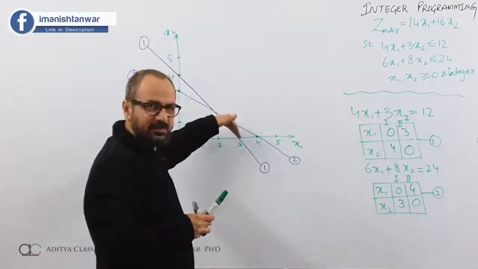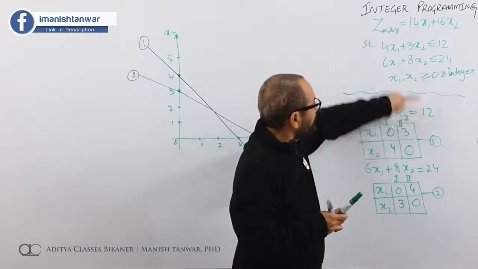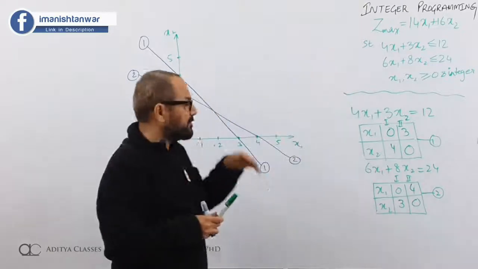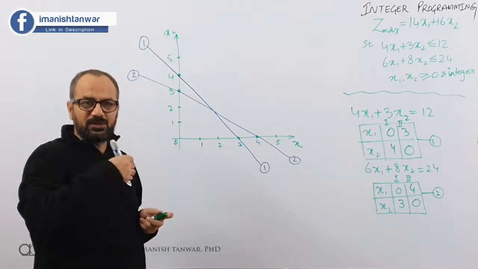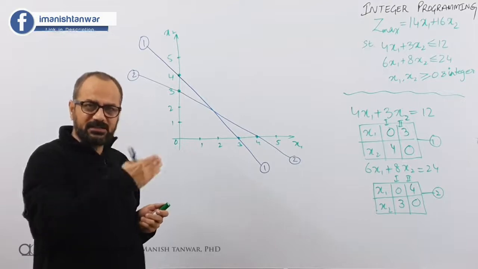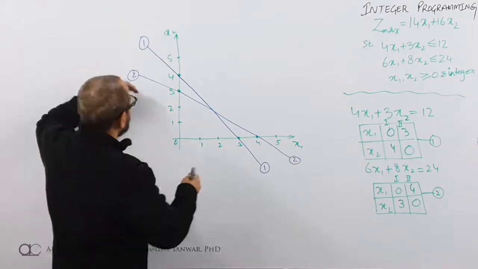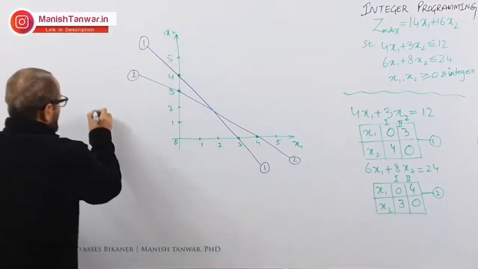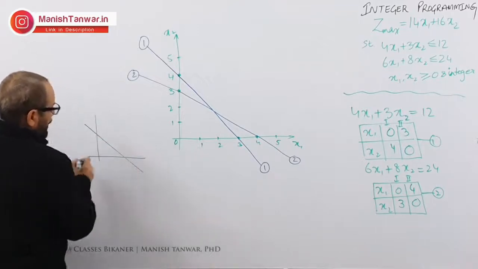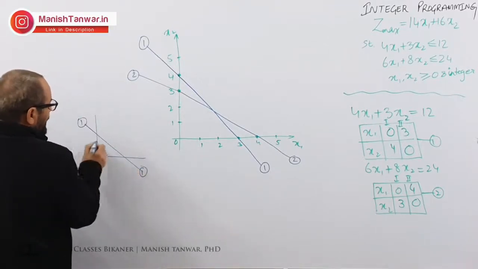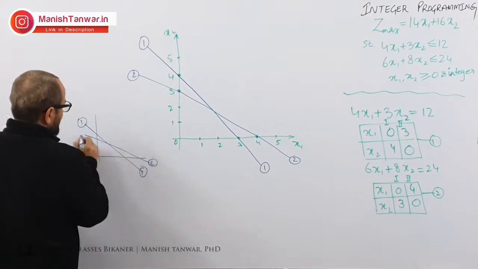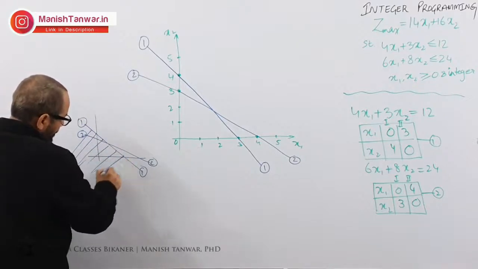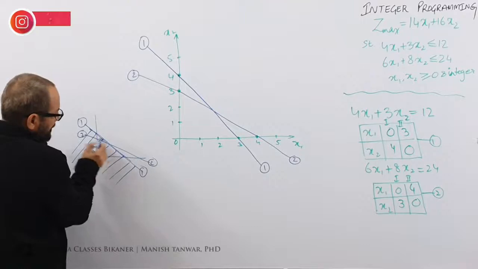Now these are equalities because these are lines. Actually the first constraint was not an equality, rather it was less than 12. So it was a less than kind of constraint. Less than is towards the origin. Once you have your constraint plotted, the area towards the origin is supposed to be less than. This is my first constraint, and this is my second constraint. So everything towards the origin would be less than.